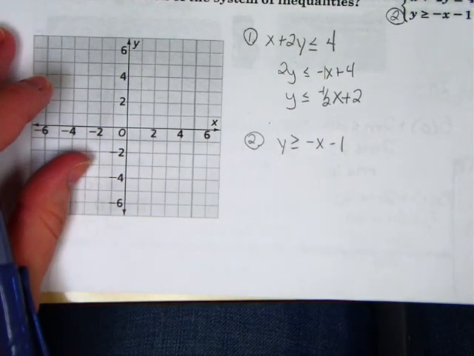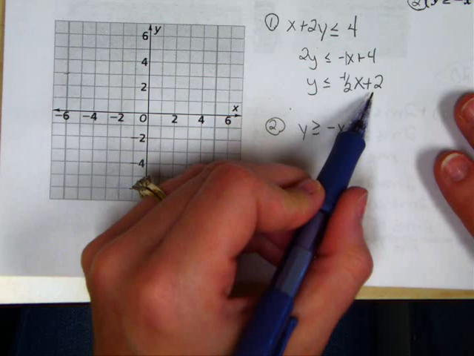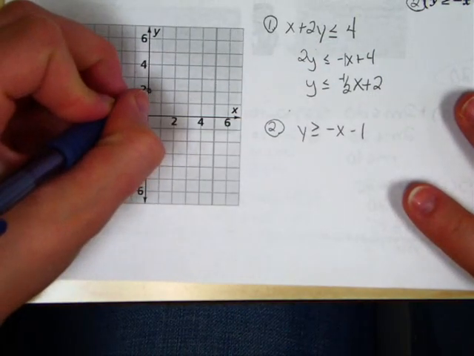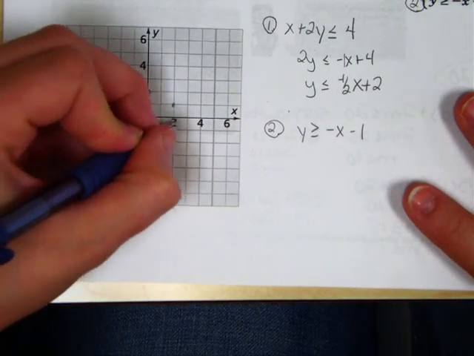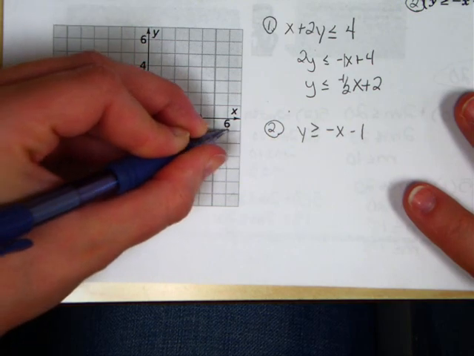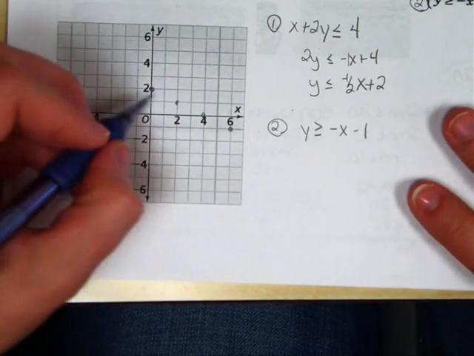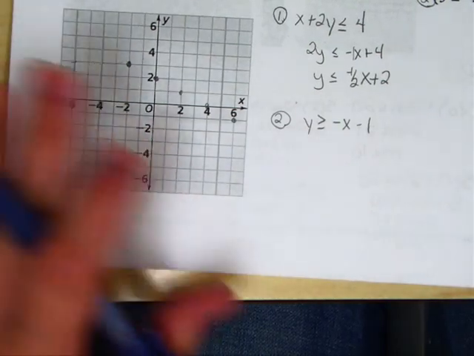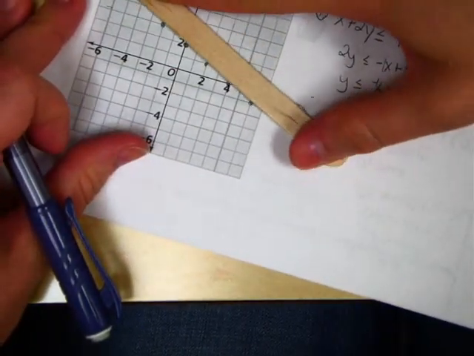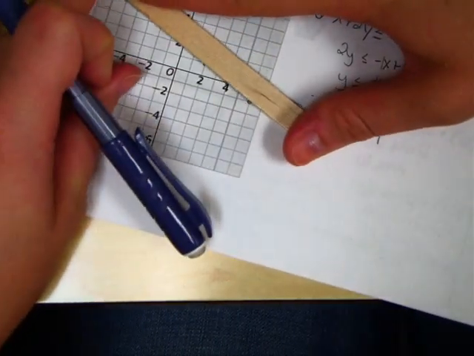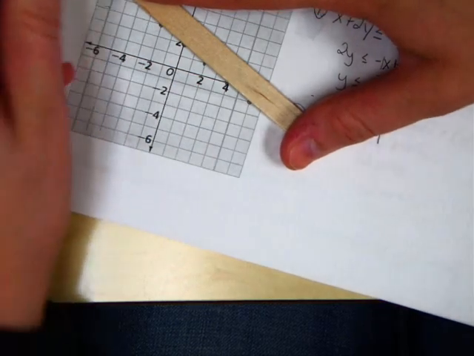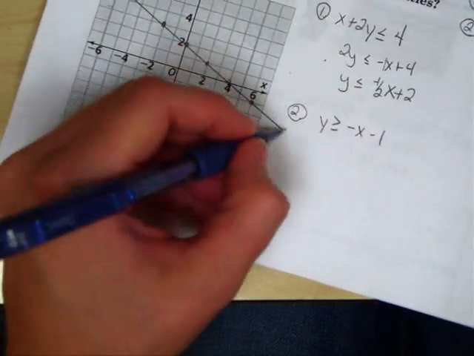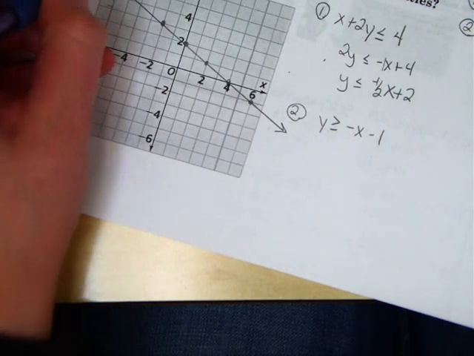Let's graph the first equation. Go up 2, and then you need to travel down 1, right 2, down 1, right 2, down 1, right 2. Remember, you can also go up 1, left 2. Grab your ruler and connect. You are going to connect with a solid line on this one because it is or equal to. Remember, the line would be broken if it was just less than.